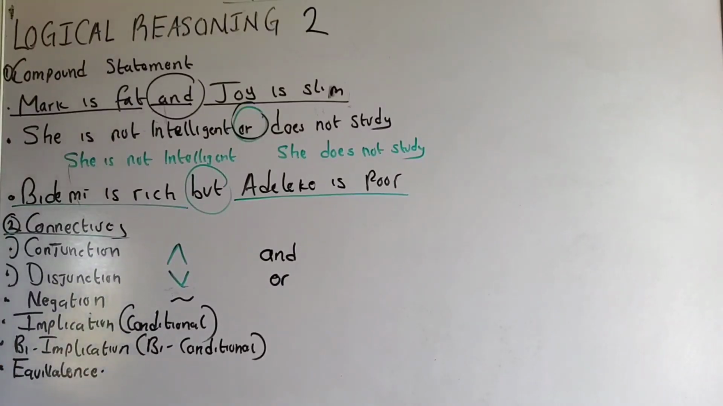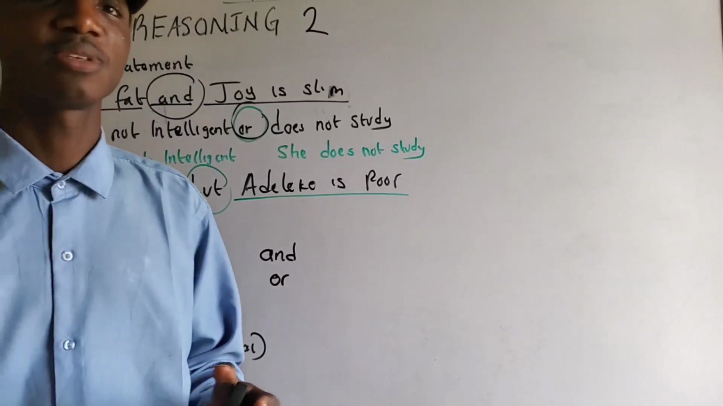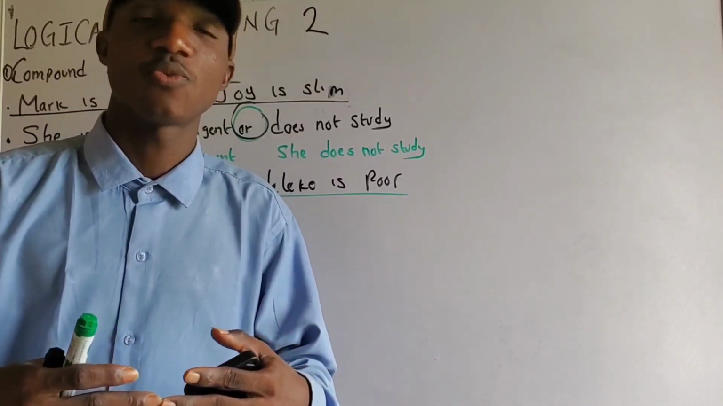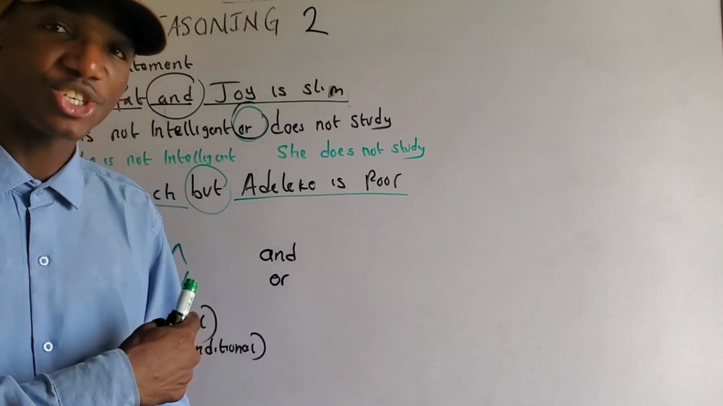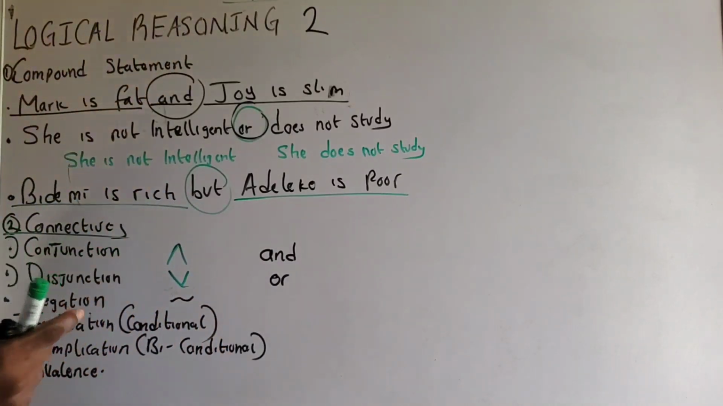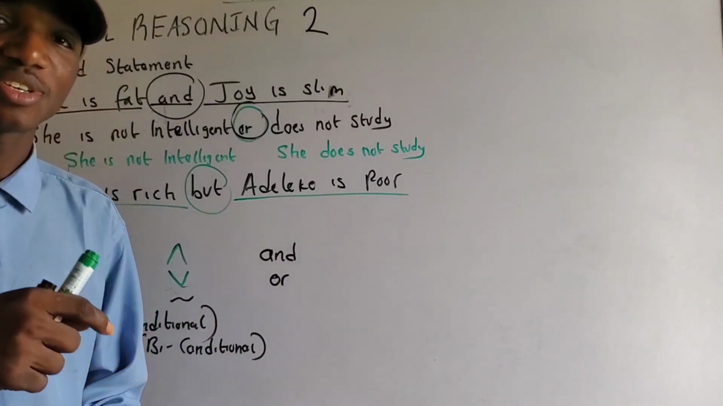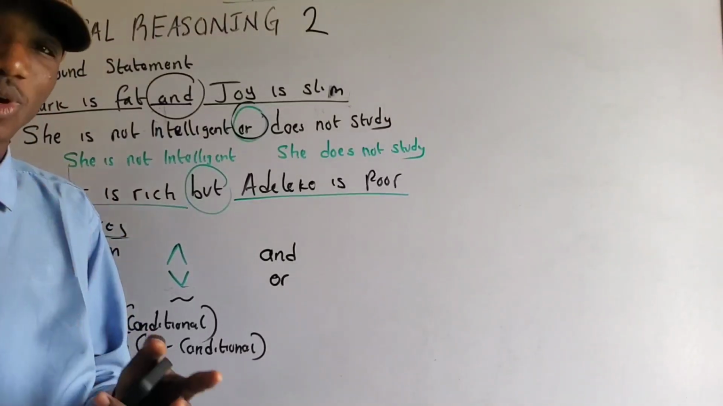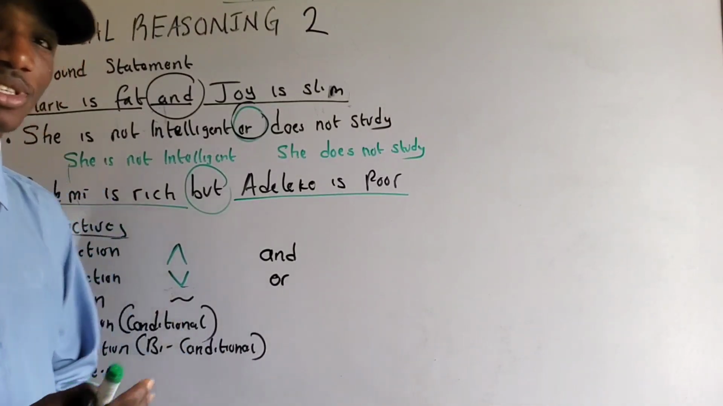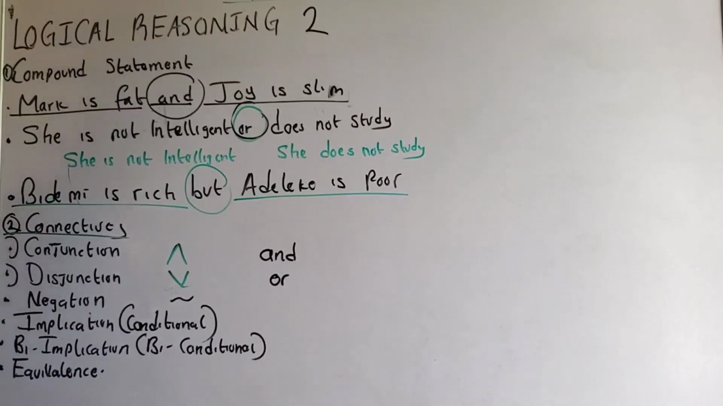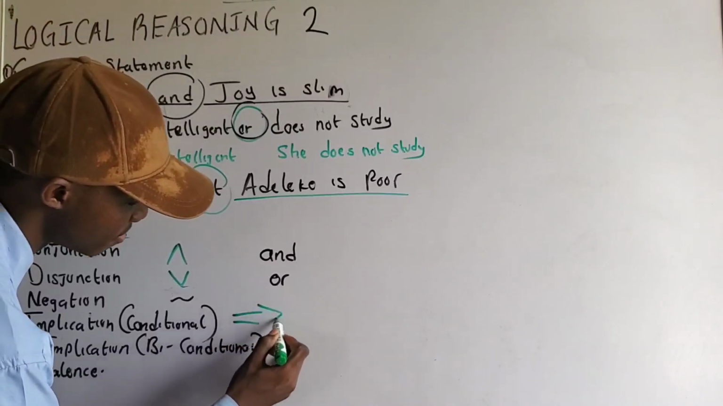Now we have the implication. Implication is also known as conditional. In an implicative statement, one statement depends on the other. Remember, when we talk about compound statements, we have two statements coming together to form one. Don't worry, when we get there I'm going to emphasize it. I'm just giving you the symbols of the connectives now, so just pay attention. The sign used to represent implication is this sign, where one statement depends on the other.